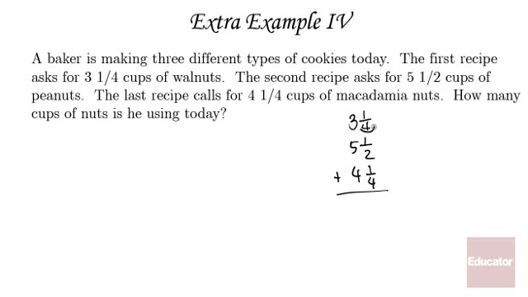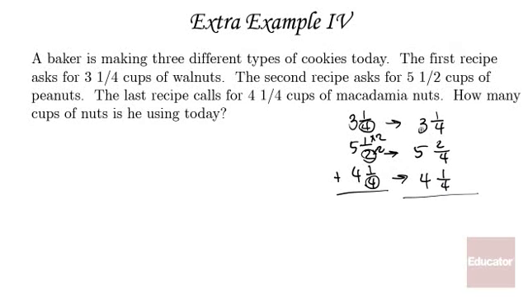I'm going to look at the denominator. They can all become 4. And in fact, these 2 already are the correct denominator. This one's going to be 5 times 2, times 2 is 2 over 4. And this one is all set to go. I'm going to add all the whole numbers. 3 plus 5 is 8, plus 4 is 12. And now I'm going to add the numerators. 1 plus 2 is 3, plus 1 is 4.